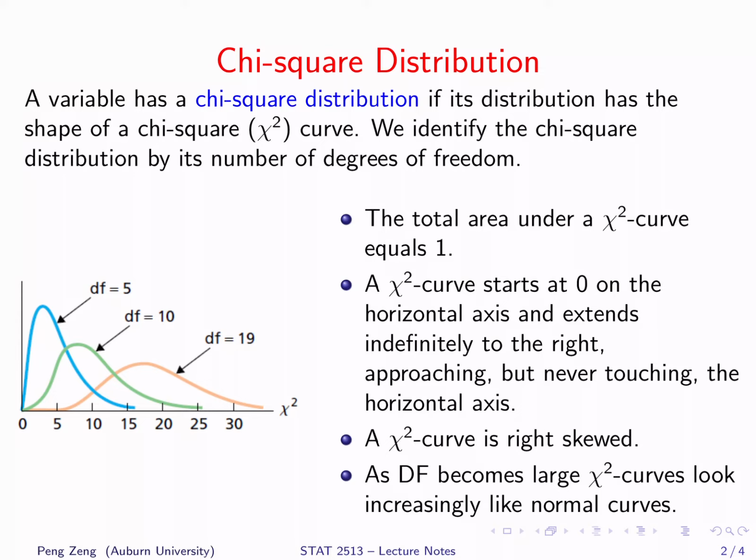We can see that the shapes of chi-square curves are quite different from the normal curve or t-curve, because the latter are all symmetric, but chi-square curves are right-skewed. As degrees of freedom becomes larger, chi-square curves look increasingly like normal curves.